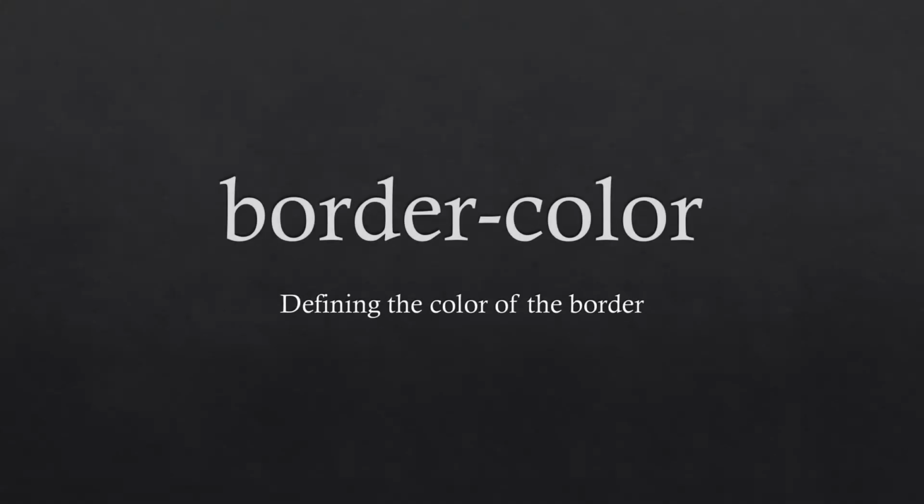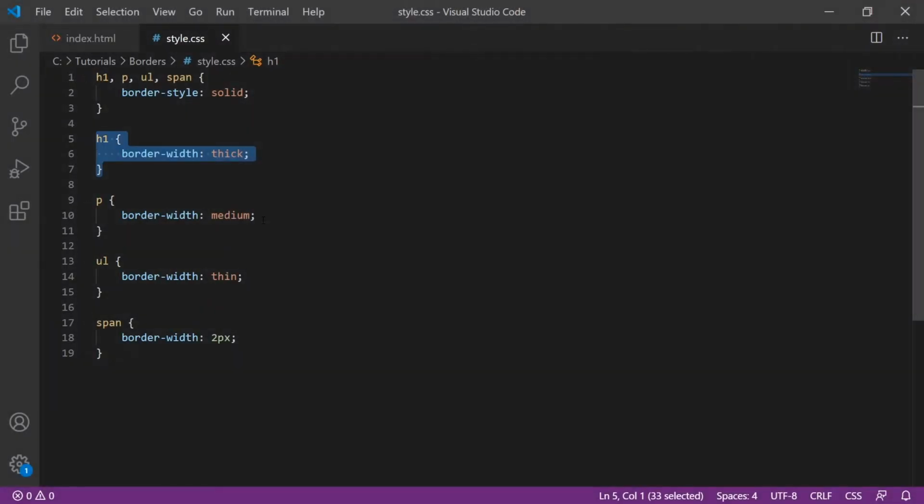In addition to the width, we can also set the border's color, and we can do so using the border color property. This can take either the value transparent to make the border invisible, or a color in any format that CSS supports, with black being the default. Let's keep that for the h1 heading.